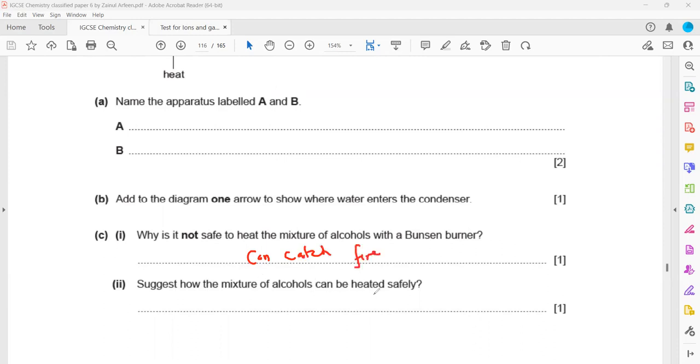So how can the mixture of alcohols be heated safely? We can use a water bath, so we don't expose it directly to the heat flame. An electric heater can also be used.